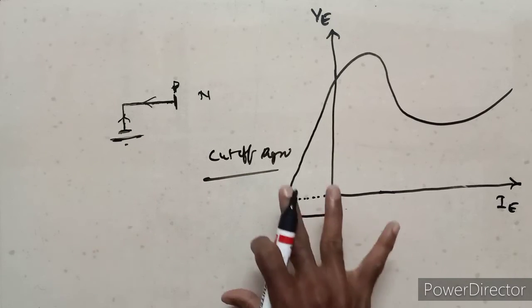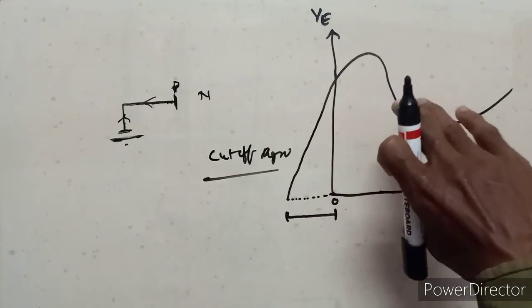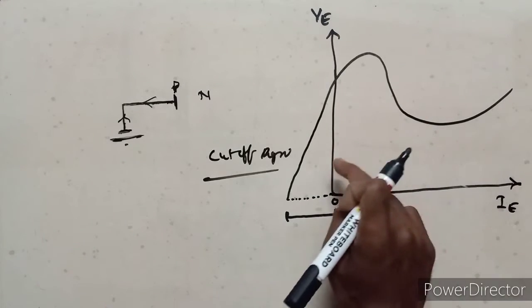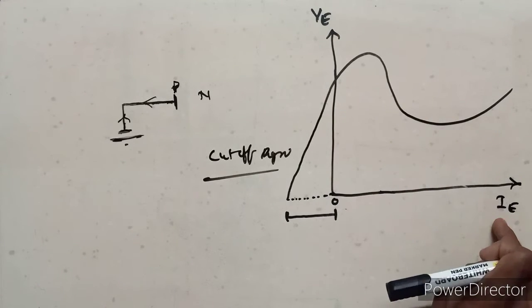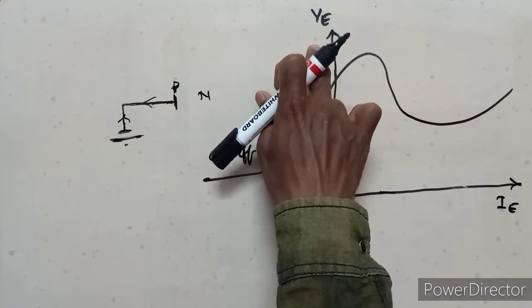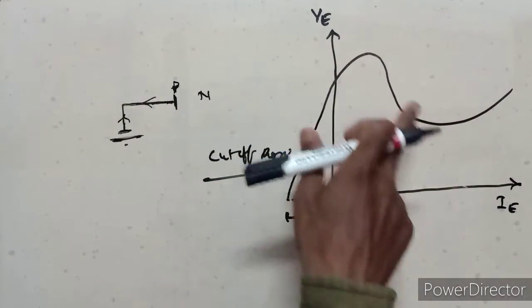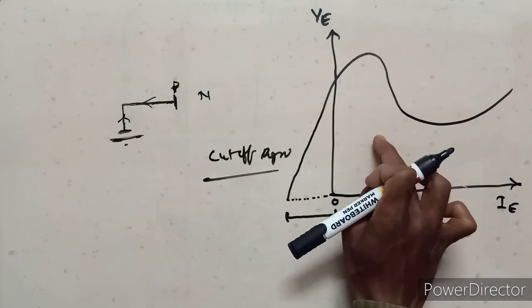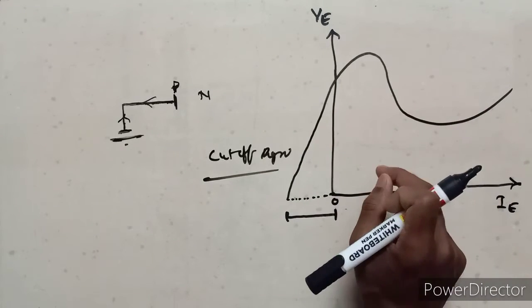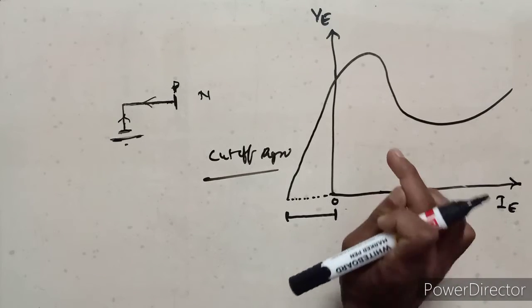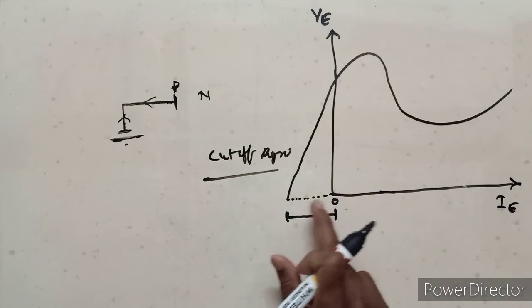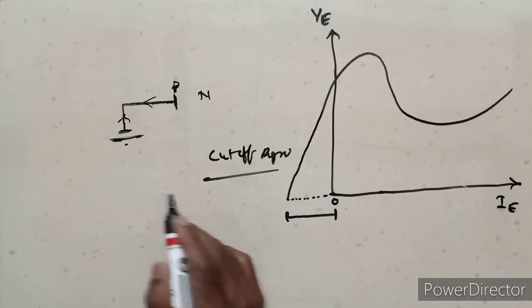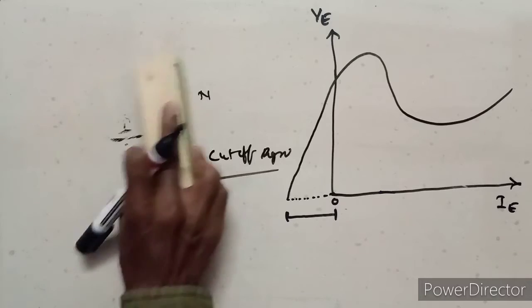So in the diagram, this curve between emitter current and emitter voltage gives the characteristics of UJT. This is also known as the emitter characteristics of UJT. What is the first point?